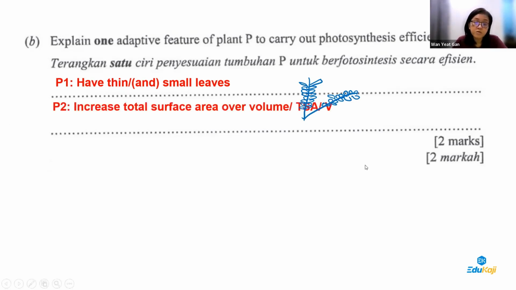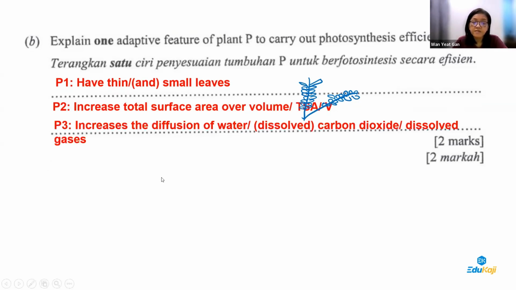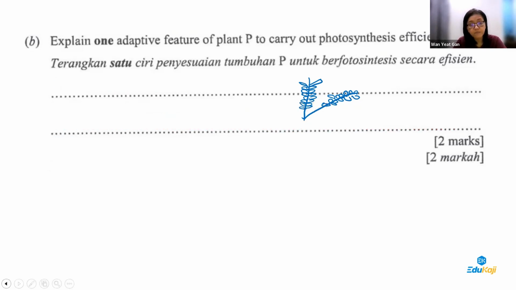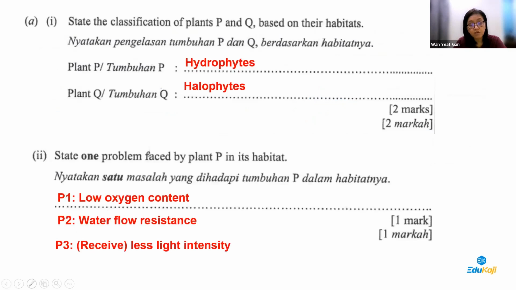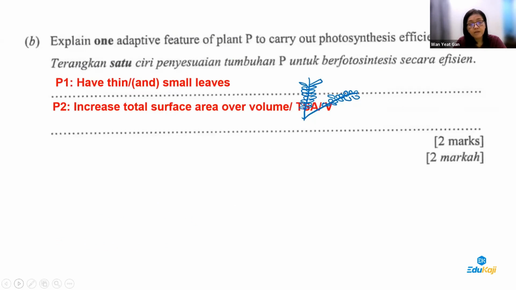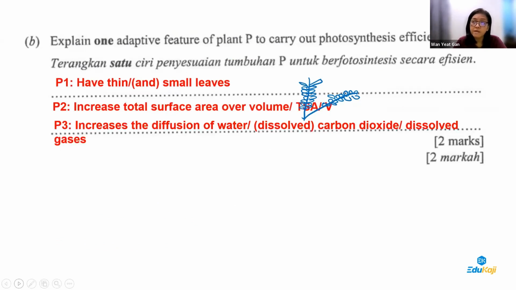So this will increase the total surface area over volume and increase the diffusion of water as well as carbon dioxide or dissolved gases. So it makes it easier to receive oxygen. Remember, one of the problems faced is low oxygen content. So having small leaf actually solves 2 problems here. One is to reduce the likelihood of the plant leaf being torn by the moving wave or moving water, and also increasing the total surface area to allow more diffusion of dissolved gases.